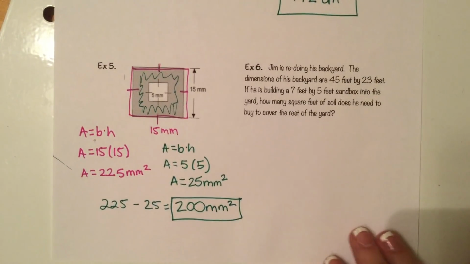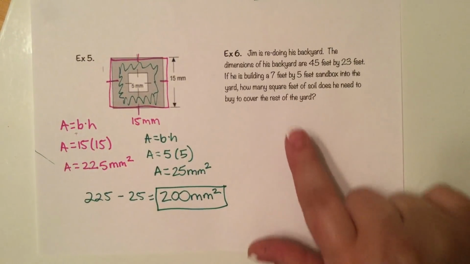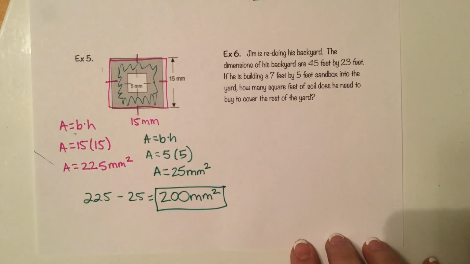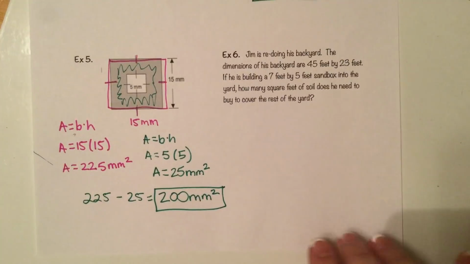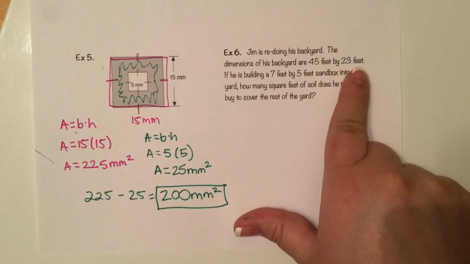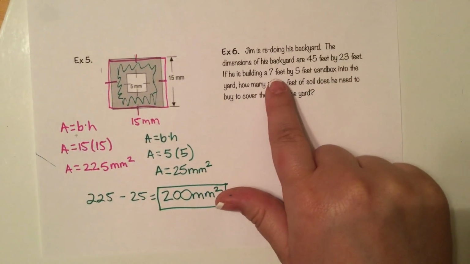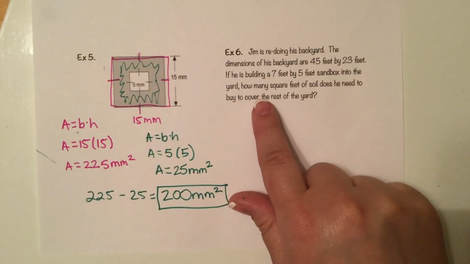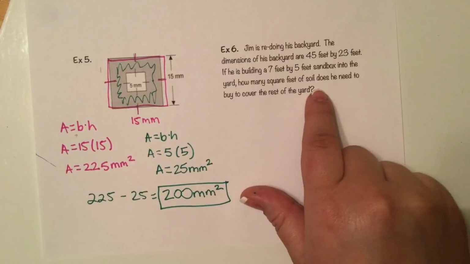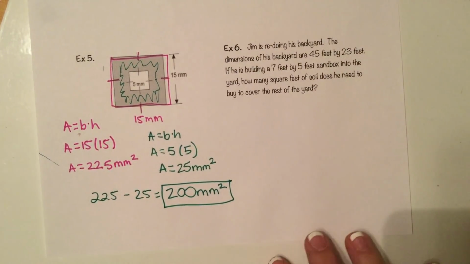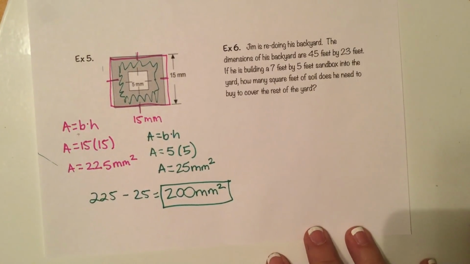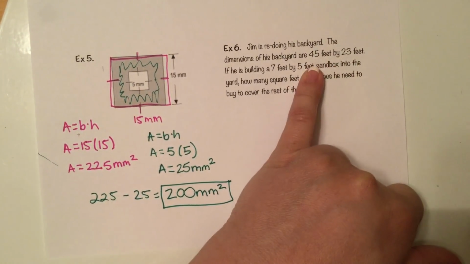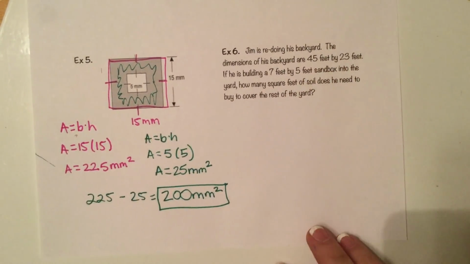All right, let's look over the next one. We're going to get you started, and then you're going to try it on your own. Jim is redoing his backyard. The dimensions of his backyard are 45 feet by 23 feet. If he is building a 7 feet by 5 feet sandbox into the yard, how many square feet of soil does he need to cover the rest of the yard? Okay, so he's redoing his backyard. We know that the dimensions of the backyard are 45 by 23 feet.